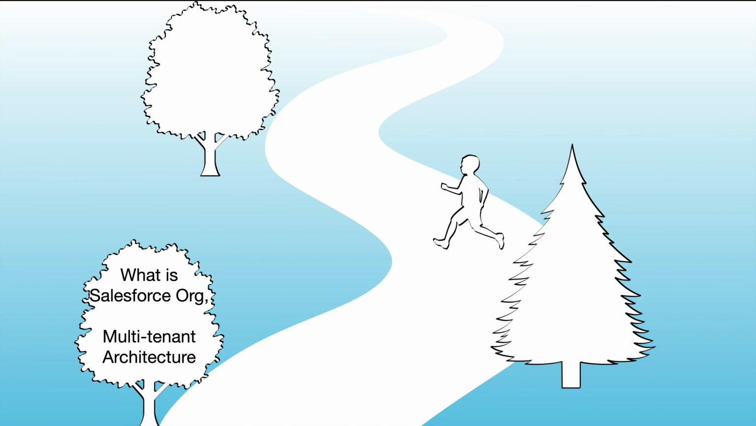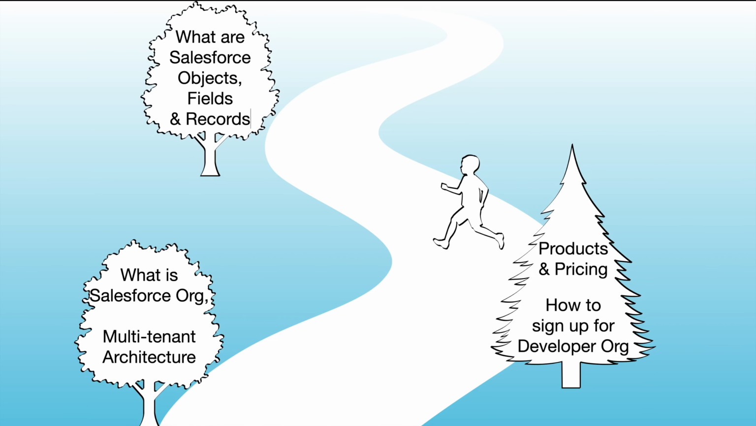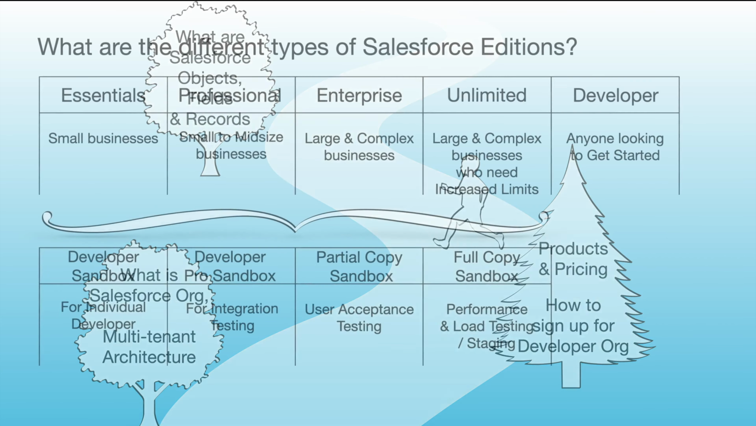In the previous video, we learned what is a Salesforce org and what is multi-tenant architecture. We also learned about the different types of Salesforce product offerings and their pricing details. And then we also saw how to get started with a developer org. In today's video, let us understand what are Salesforce objects, fields, and records.